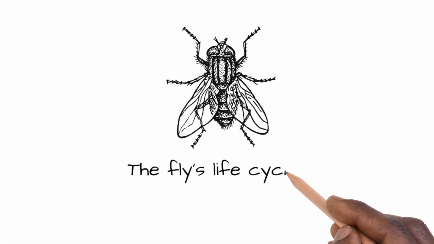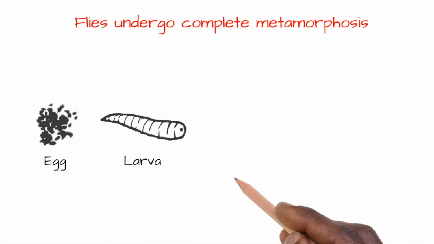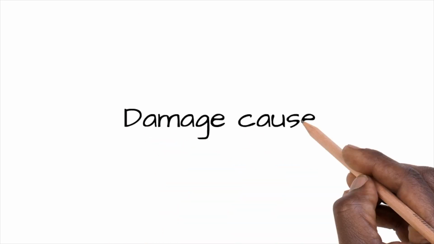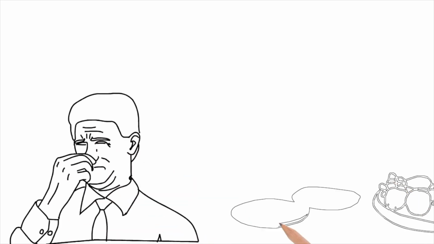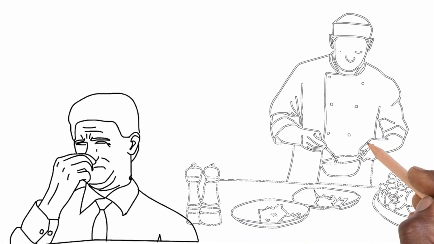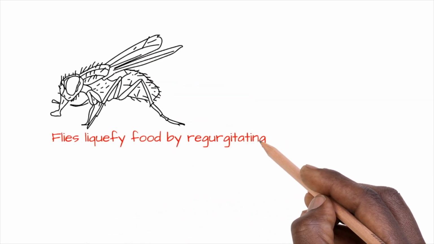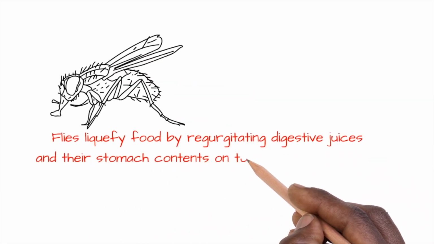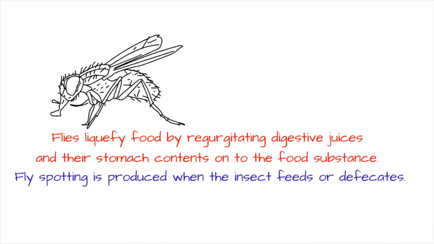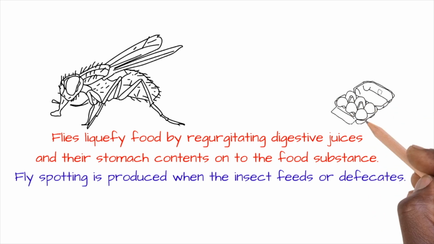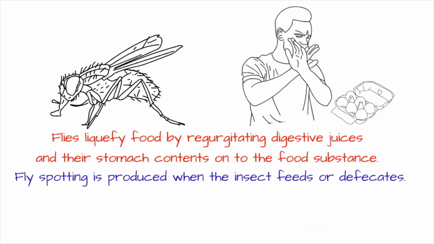The fly's life cycle. Flies undergo complete metamorphosis with egg, larval, pupal, and adult stages. Damage caused. Flies can be a serious public health nuisance in and around food handling establishments and residential areas. Flies liquefy food by regurgitating digestive juices and their stomach contents onto the food substance. Fly spotting is produced when the insect feeds or defecates, which results in the rejection of contaminated farm produce, for example eggs, at point of sale.